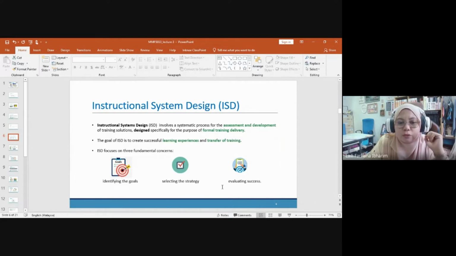Then we select the strategy. For example, today the strategy of our teaching is interactive lecture, or not very interactive, because this is one-way communication, right? For example, last week we did game-based learning, because we used Kahoot, right? So we choose the best strategies that we want to implement in our class, and then we evaluate the success.